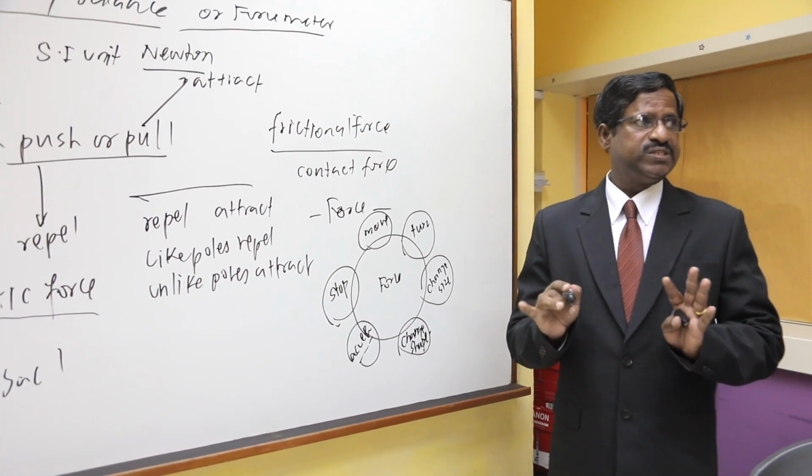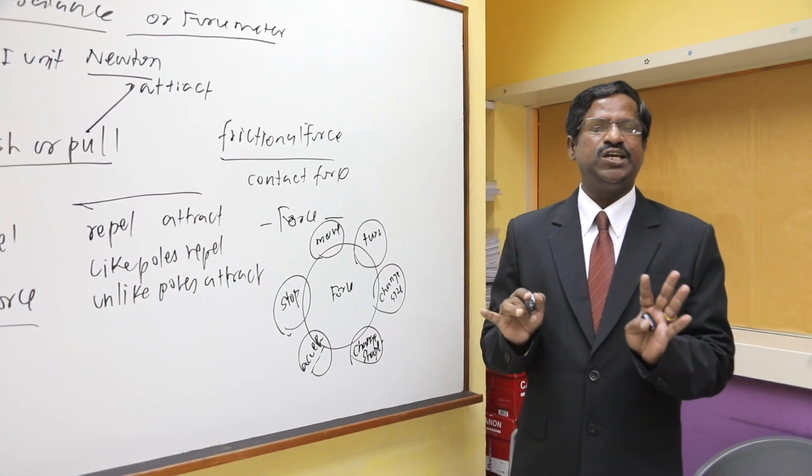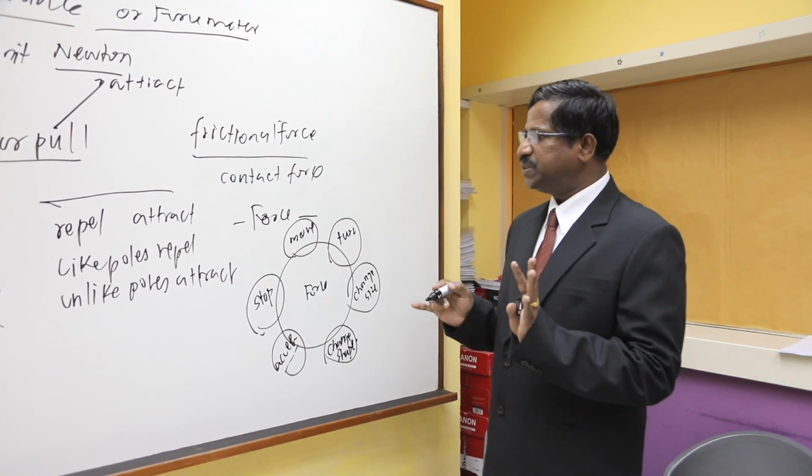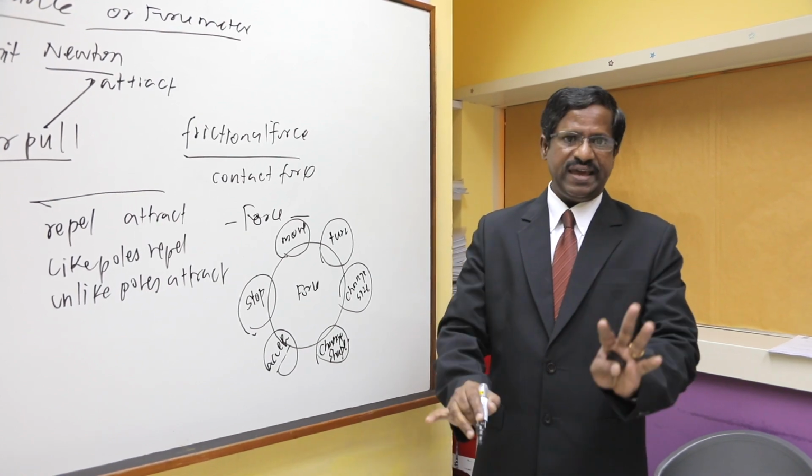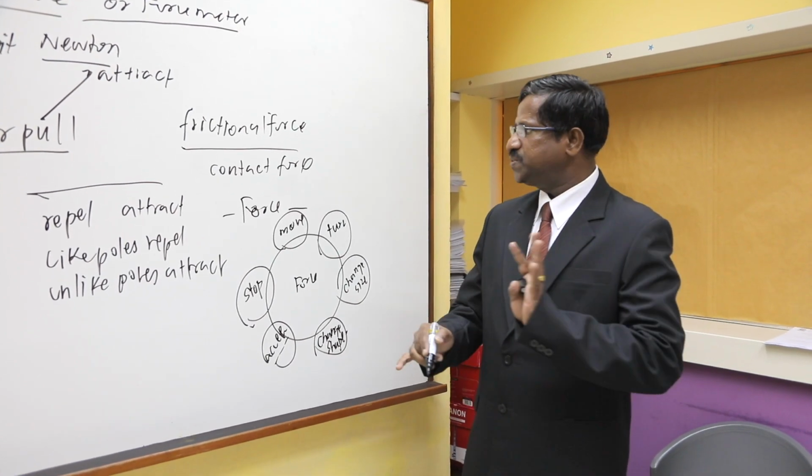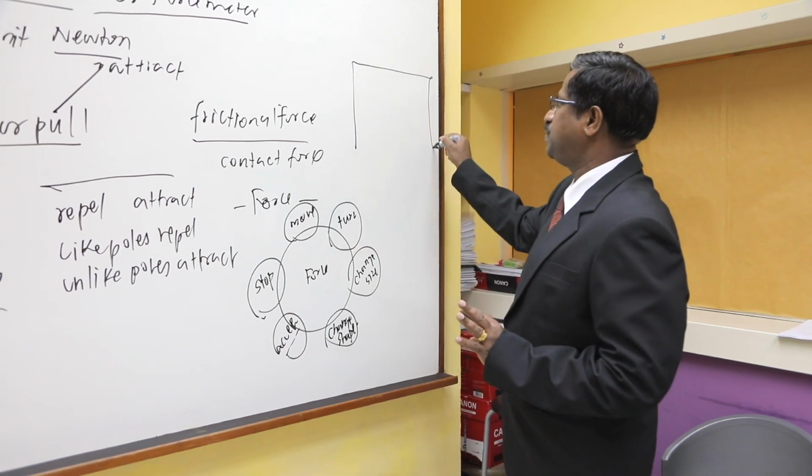So force can do 7 actions. These are called characteristics of force. We talked about 2 types of force today, contact force and non-contact force. I just want to show a few things about contact and non-contact.